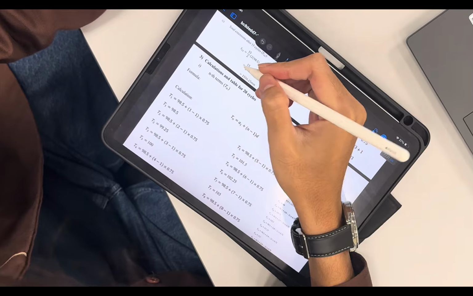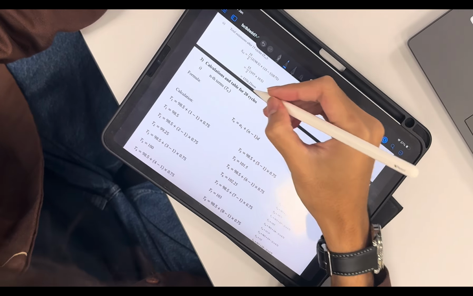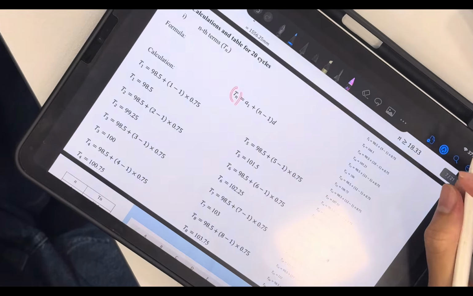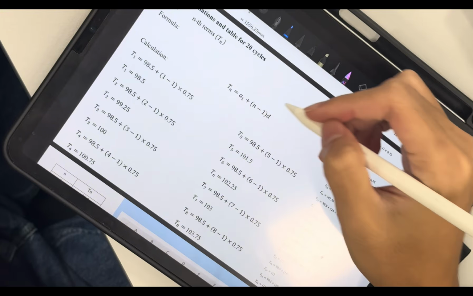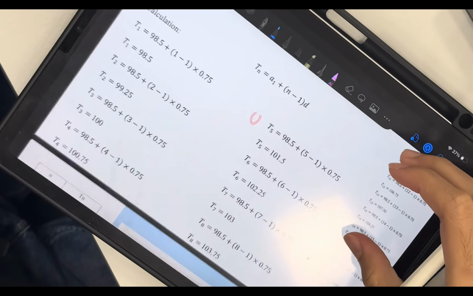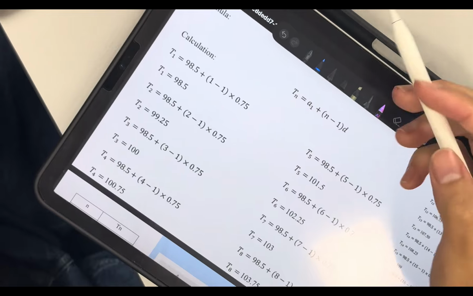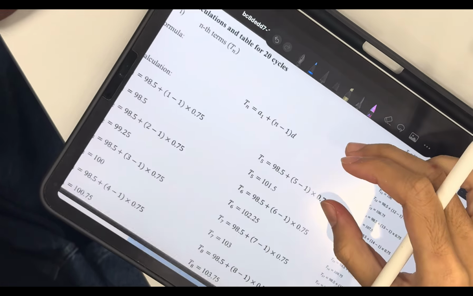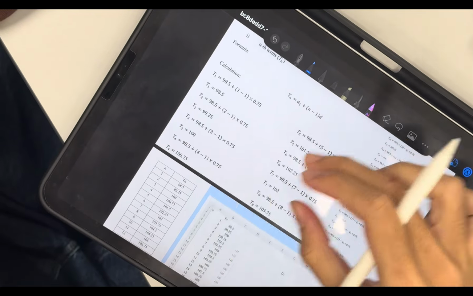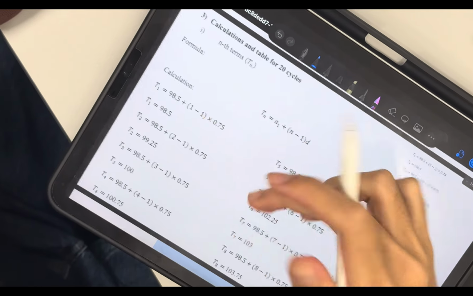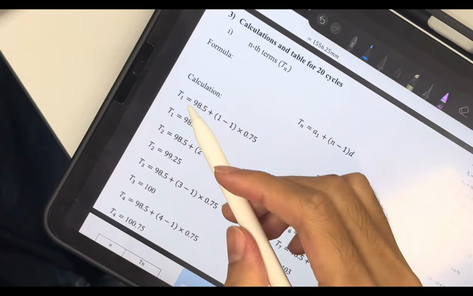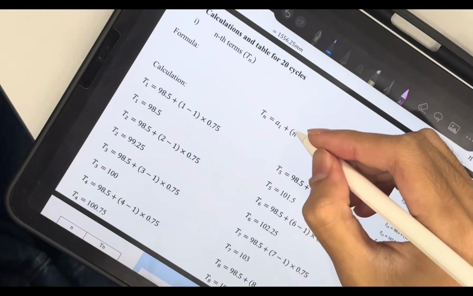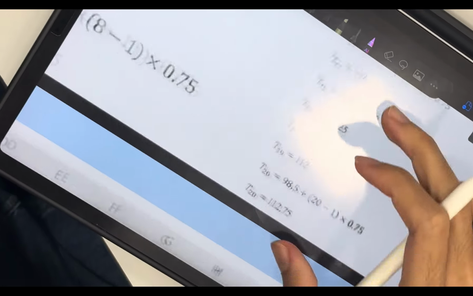So next we do the calculation and table for 20 cycles. For the first one, we use the Tn formula. Tn equals A1 plus (n minus 1) multiplied by d. So the first one, calculation. We use 20 cycles, so we calculate 20 times to get the 20 items. The first one is T1, and then we replace 1 to the n. So it will repeat until T20.